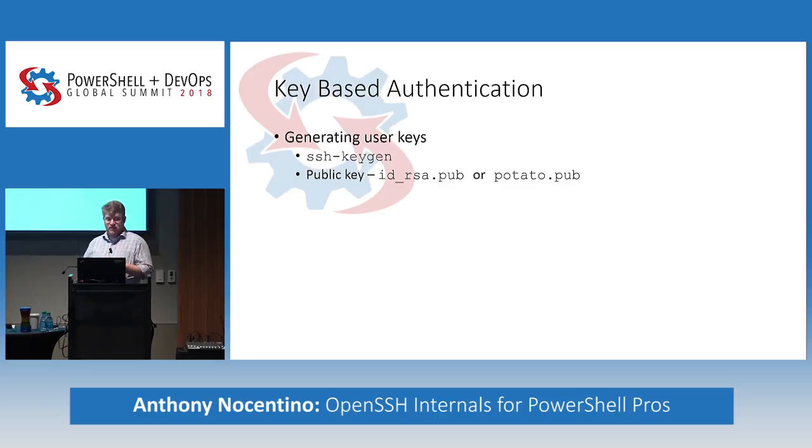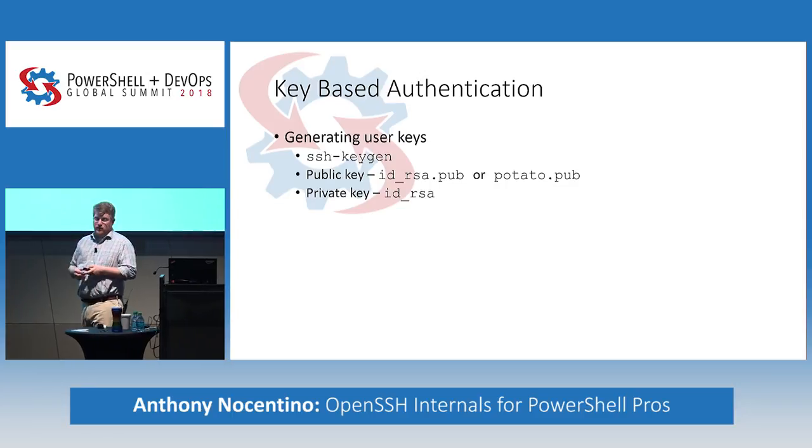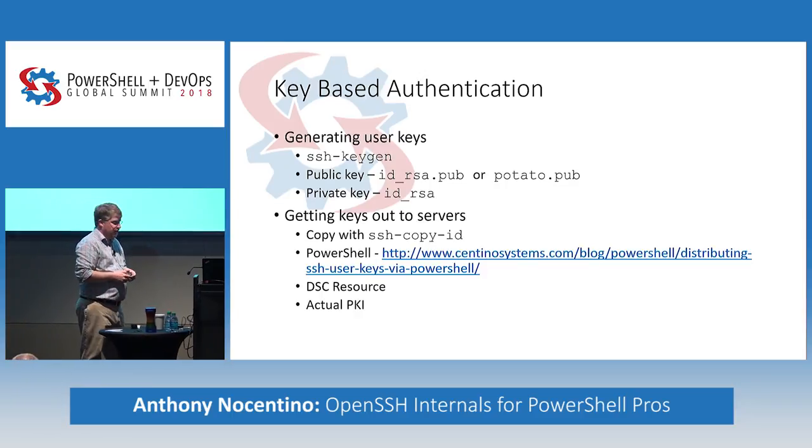But you can specify a key. If you use AWS, you use that -i attribute when you download the key from them. That's the exact same concept. The private key has no file extension by default and is called id_rsa. That's the thing that you want to keep very, very secure.